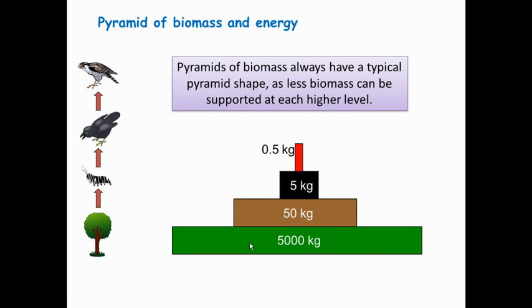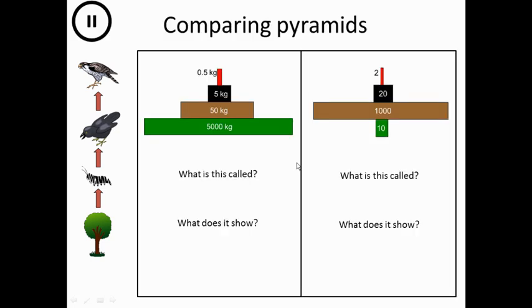So pyramids of biomass always have this typical pyramid shape, okay, because less biomass can be supported at each higher energy level. So if we compare the pyramids, you can see this pause symbol, so you're going to be pausing it. Again, you don't have to write anything down, okay? Save the writing for the end. Just have a think or a chat with someone else in the room if there is someone, okay? So what are the pyramids called and what do they show? So if you pause the video now.